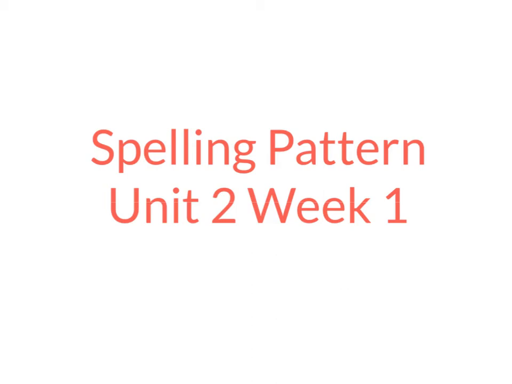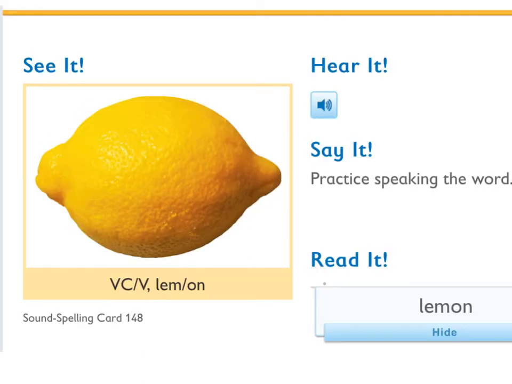All right, third graders, let's go ahead and review our spelling pattern for the week. So let's take a look at our spelling cards. The first card, we see that our pattern is vowel, consonant, vowel, with one single vowel in the middle.